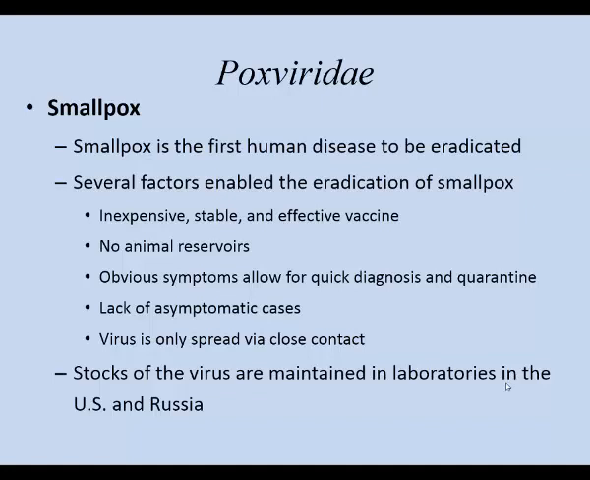But now it is the first human disease ever to be eradicated completely. The last known smallpox case was in 1977 in Somalia, and in 1980 it was declared the first disease eradicated. The reason for this is that there's a very inexpensive, stable, and effective vaccine. There are no animal reservoirs, it's only in humans. And there are very obvious symptoms, so that when you get smallpox, it's very easy and quick to diagnose and quarantine. And unlike a lot of viruses where you can be asymptomatic, you cannot be asymptomatic in the smallpox case. And of course, you can only get it by very close contact.